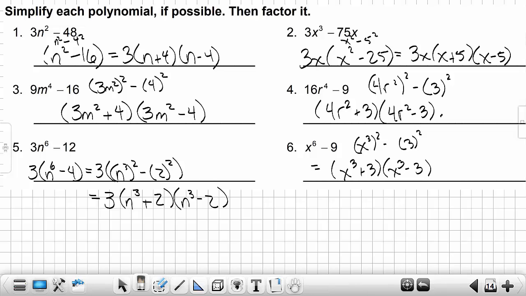Mia Porreco is coming up next. And she'll have the first one that is not a difference of two squares. We ready to go?